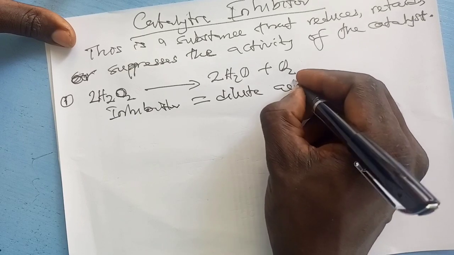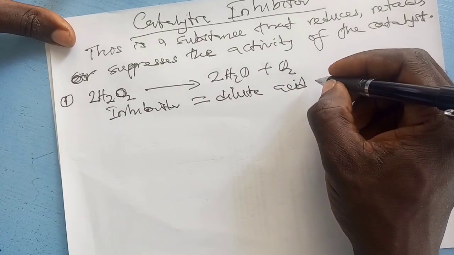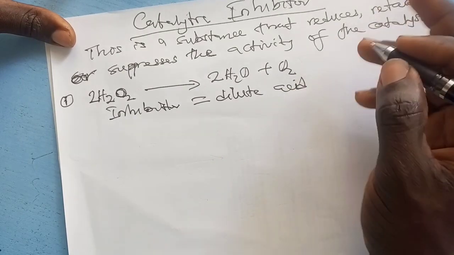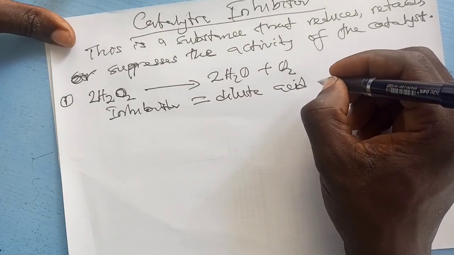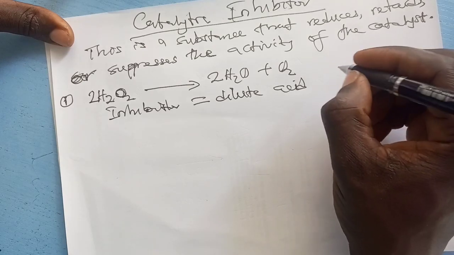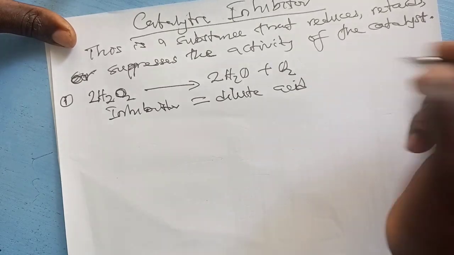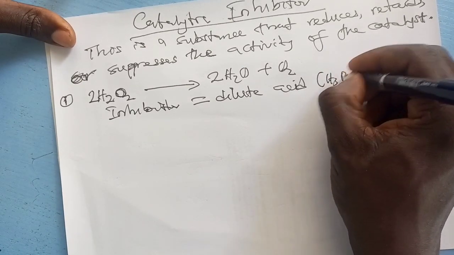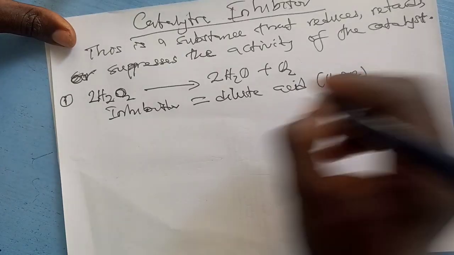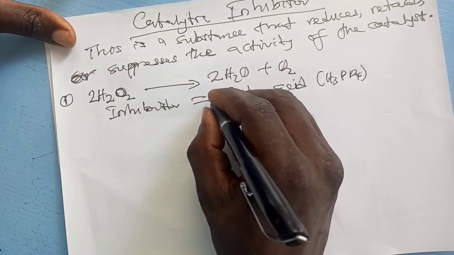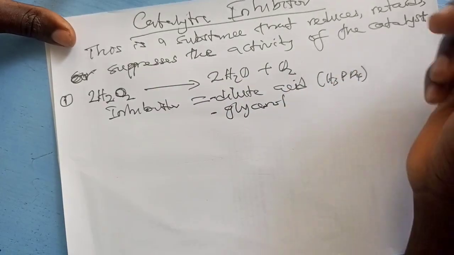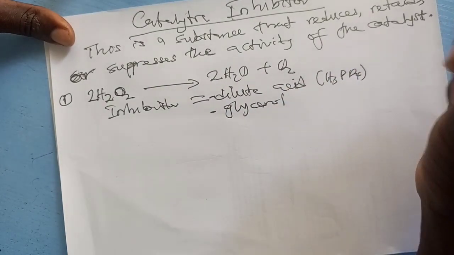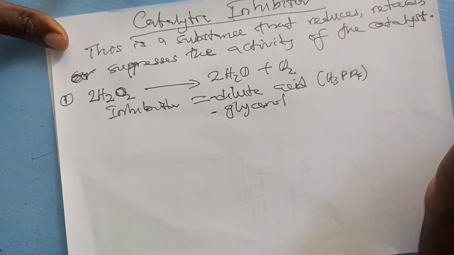You can also make reference to my first video on Catalysis 1, where you will see these details. I'm just giving a summary here. An example of dilute acid you can use is H3PO4 and some others. Another thing you can use is glycerol. You don't need much, just a little that you add, and this reaction will become very slow.